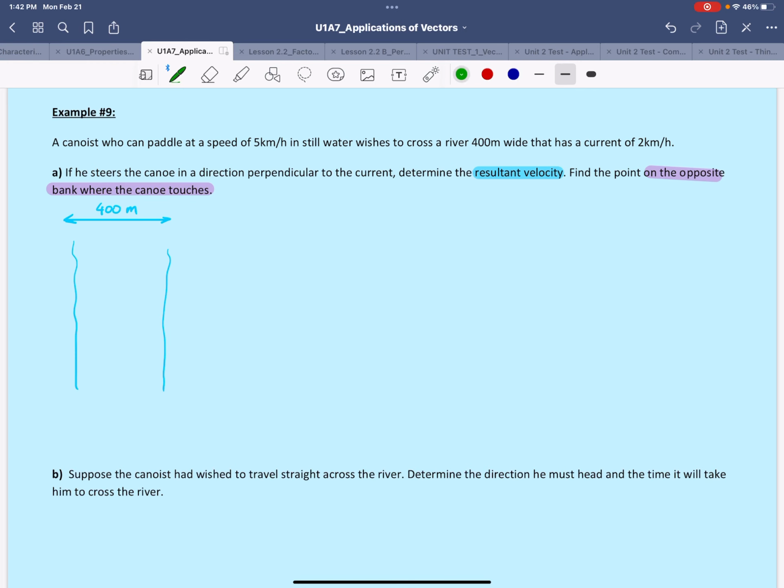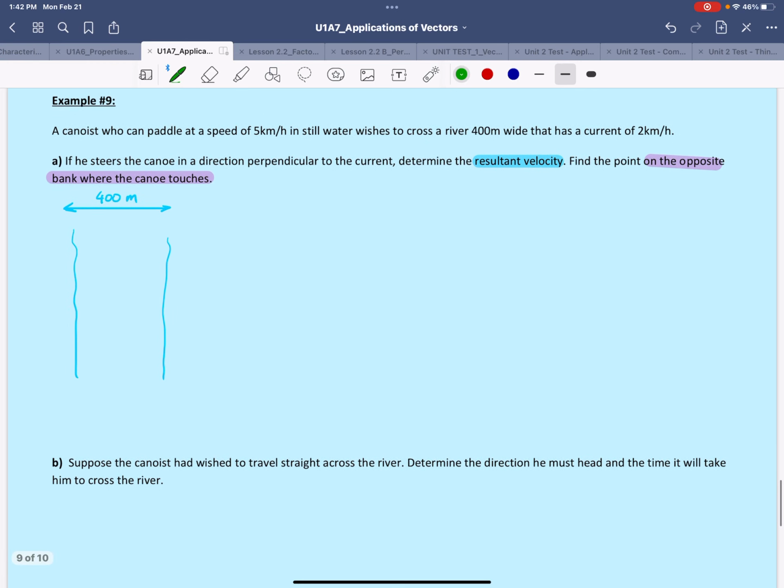So first, we're going to have the velocity of the boat, 5 kilometers an hour, represented by this vector. I'll call it VB. And next, we're going to place the velocity of the current, tail to head, with the velocity of the boat or canoe. I'm going to call the velocity of the current VC, that's 2 kilometers an hour.